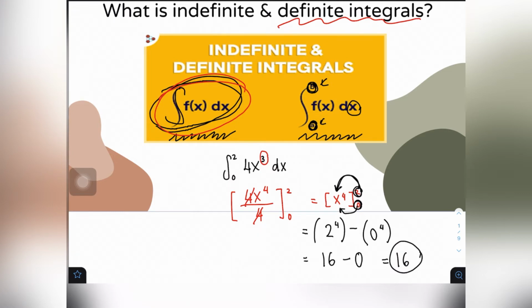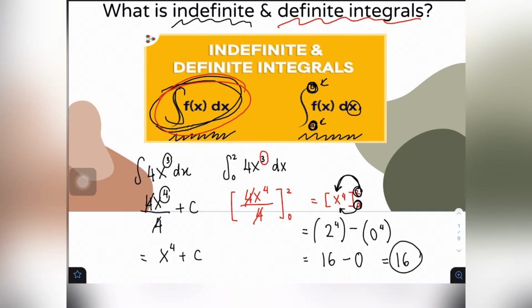If we have integration of 4x to the power of 3 with respect to x without any limit, this one is called an indefinite integral. So when you integrate, what you will get is 4x to the power of 3 plus 1, which is 4, divided by the new power 4, and remember to put plus c. This one has been explained in the previous video. So 4 and 4 can be cancelled out. So what you have here is x to the power of 4 plus c. This one is your answer.